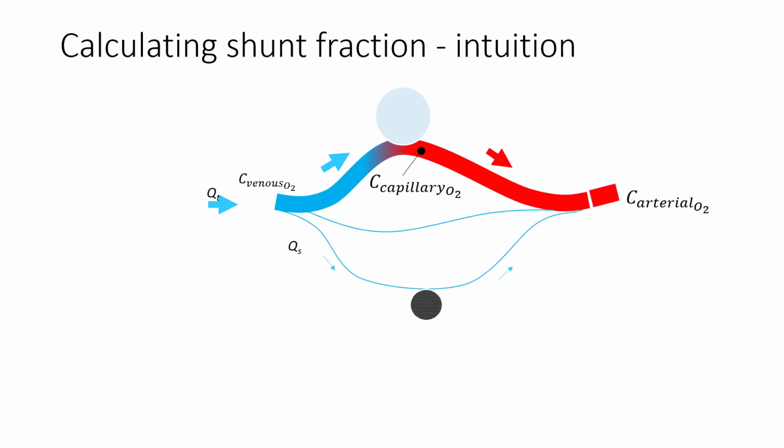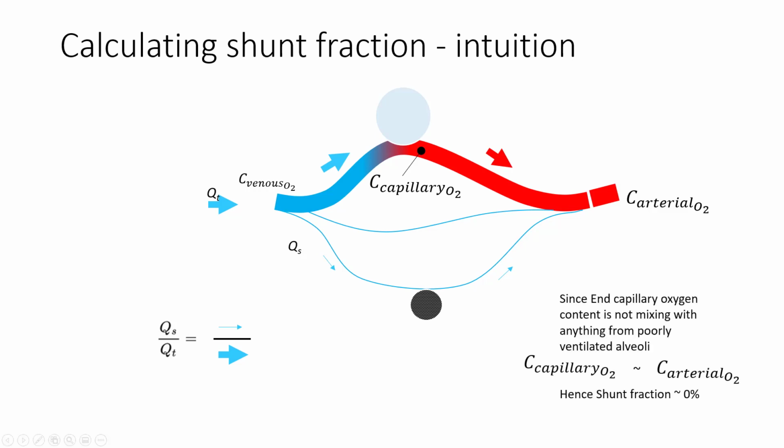If you have a shunt, in this case denoted by QS, and it's a pretty small amount, the shunt fraction will be this small arrow divided by the big arrow. The big arrow is the QT and the small arrow is the QS. Since the end capillary oxygen content does not mix with anything significant coming from the QS, because QS is pretty small, the C arterial oxygen would be equal to the C capillary oxygen. Here the shunt fraction is almost 0.